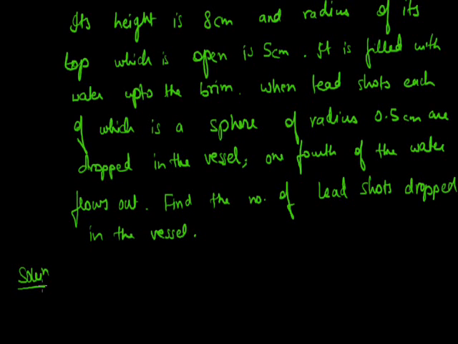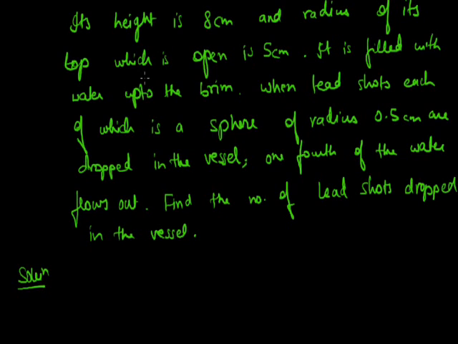So we need to understand that as 1/4 of the volume of the cone flows out, it means that the volume of that 1/4 water that comes out will be equal to the volume of all the lead shots that are dropped in the vessel. So let's say n number of lead shots are there. The volume of n lead shots will be equal to 1/4 of the volume of the cone, because 1/4 of the water flows out. So it means that 1/4 of the water is replaced by the volume of these lead shots.